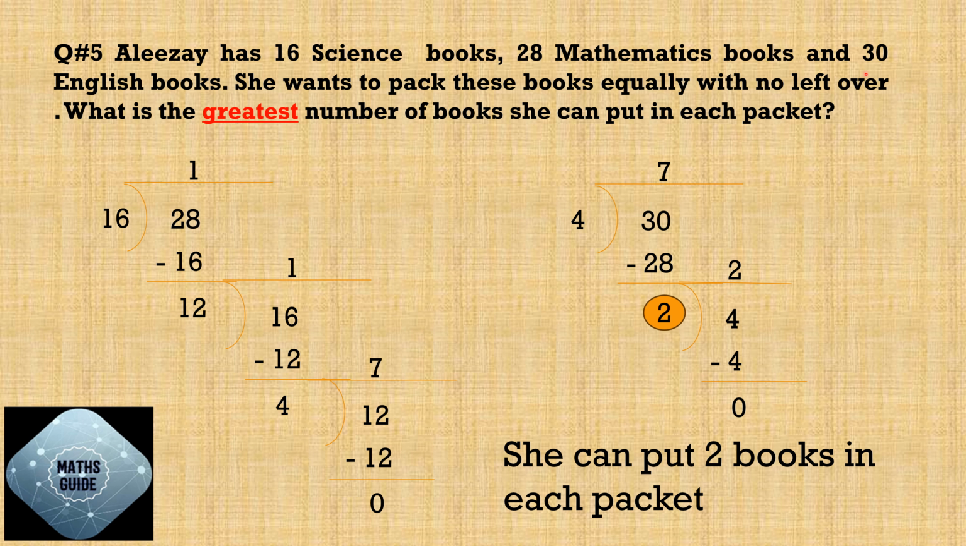We have a third number 30 also. So we have this 30 as a dividend and the last divisor 4 will become the divisor of this number also. Then the remainder will be 2 and then the previous divisor 4 will become dividend and now it is completely divided and the remainder is 0. So the last divisor will become HCF. So our HCF is 2. So we can say that Alize can put 2 books in each packet.